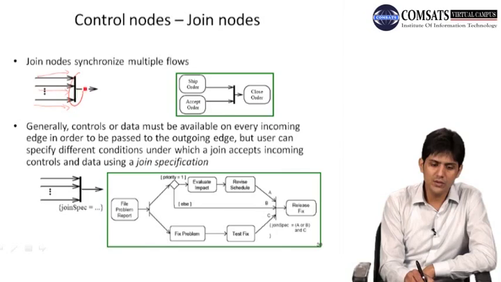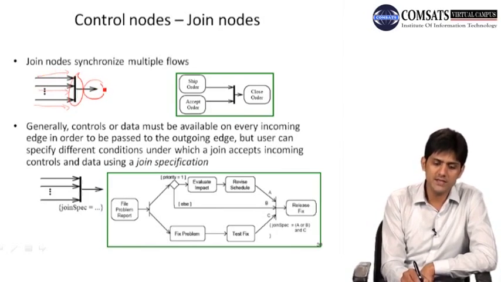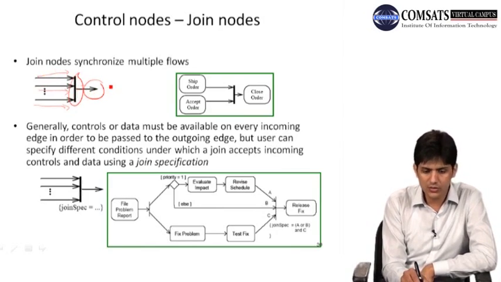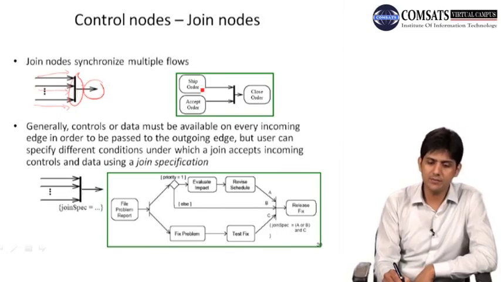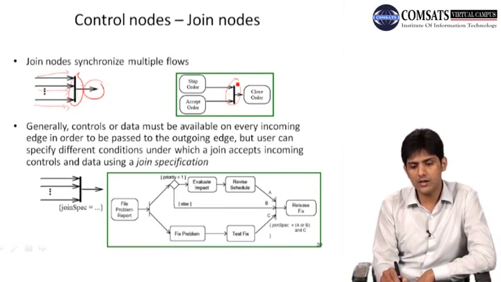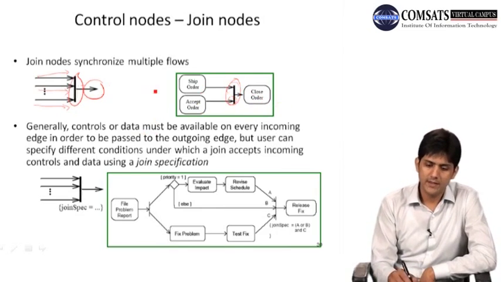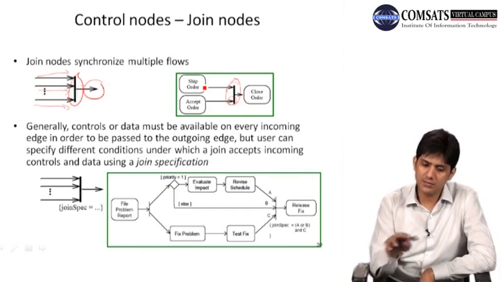And what do we do at the join node? We are basically waiting for all these inputs to arrive, and only then we will pass the control to the next action. Just now, for example, ship order or accept order, we will wait here until both of them are done, and then we will close the order. So this is important.